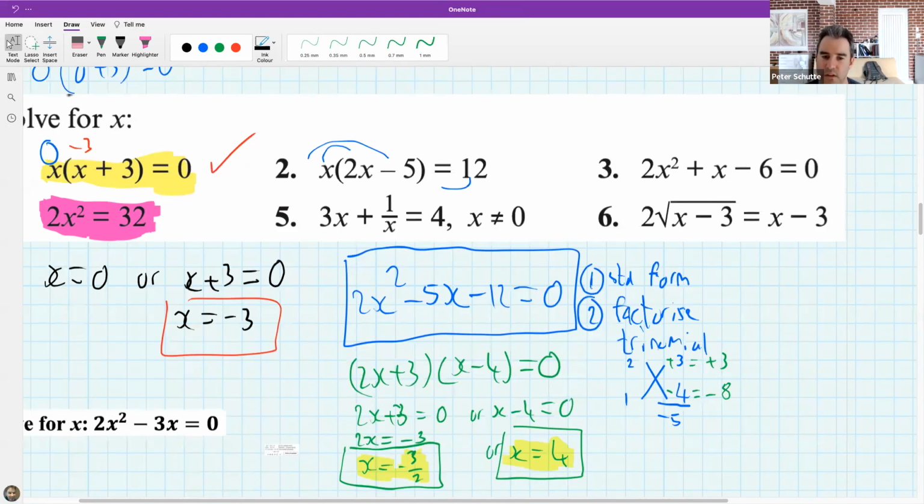Factorize 2x squared minus 5x minus 12 equals 0. I'm confused. At my school, they told me that the two numbers that we multiply to get the 12 must, when you add them, equal the negative 5x. But now I'm seeing 3 and negative 4. Can you please explain that, sir?